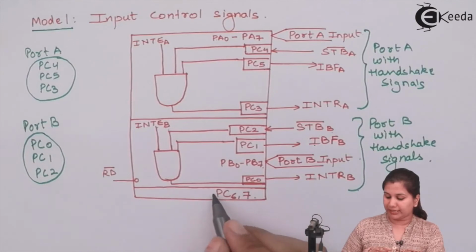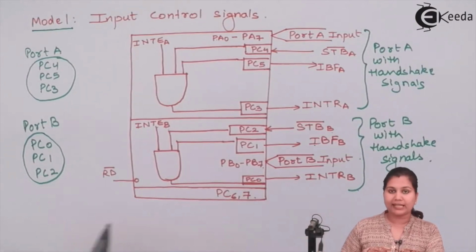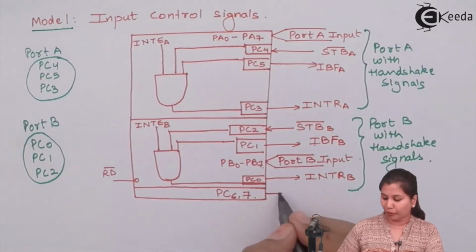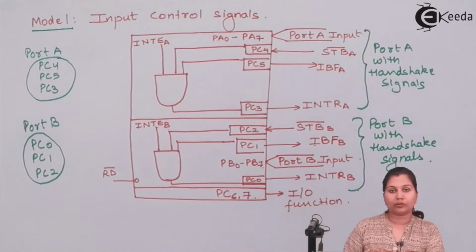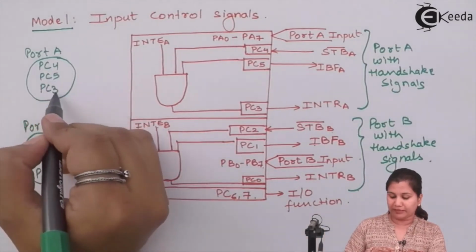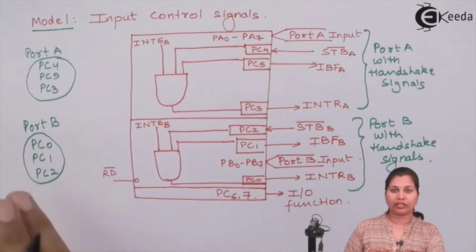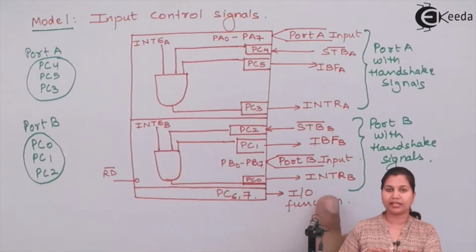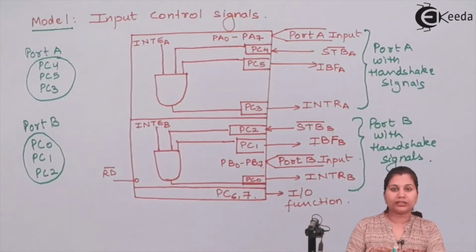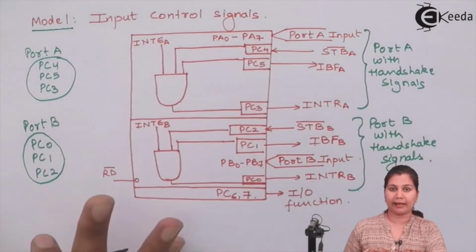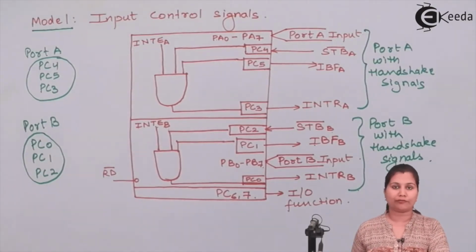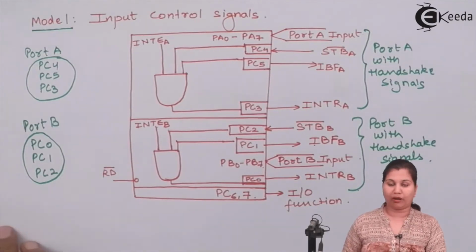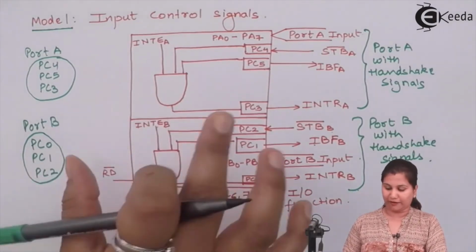Remaining lines left are PC6 and PC7. These lines can be used for simple input output functions. So PC4, PC5, PC3, PC0, PC1, PC2 are for the handshake signals, and PC6, PC7 are for the input output functions. So all the 8 lines of the 3 ports, port A, B and C, are described in this diagram, showing which line is used for which function, either for handshake or for input output. So this was mode 1, and we have described the input control signals here.